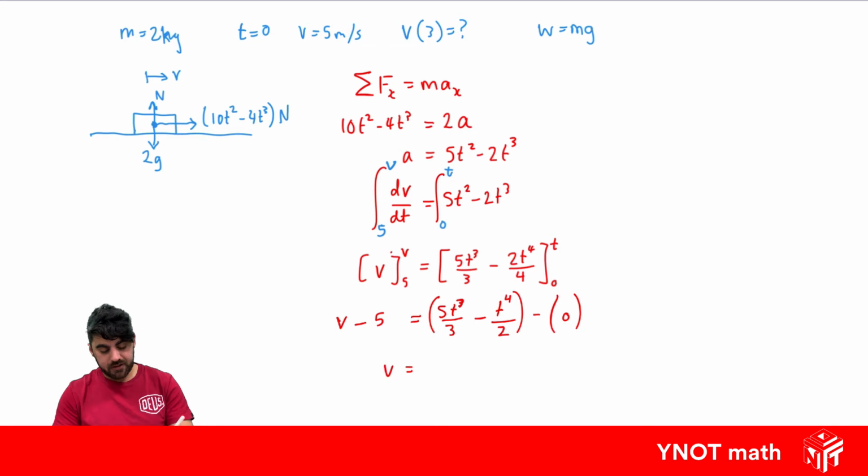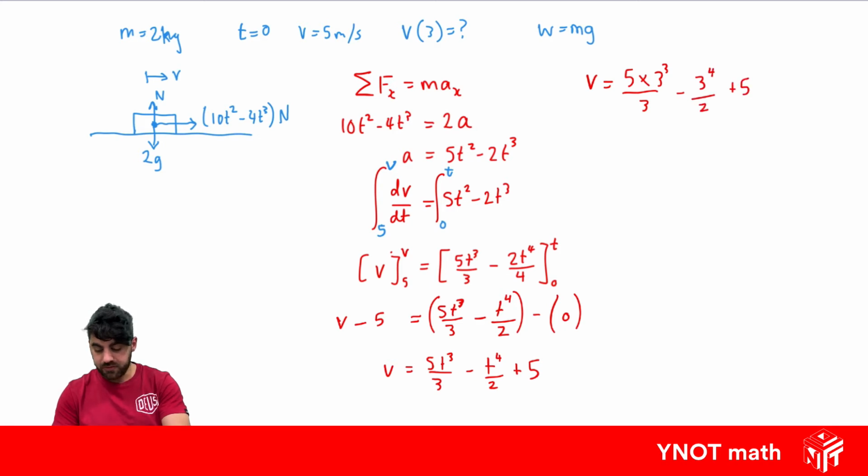And then we can add the 5 to the other side, so we'll get 5t cubed all on 3 minus t to the 4 on 2 plus 5, and we have our expression for velocity as a function of time, and we want to know the velocity after 3 seconds. So all we need to do now is sub in 3 for t. So we get v equals 5 times 3 cubed, all on 3, minus 3 to the 4 on 2 plus 5. And evaluating all this gives us 19 over 2 meters per second.